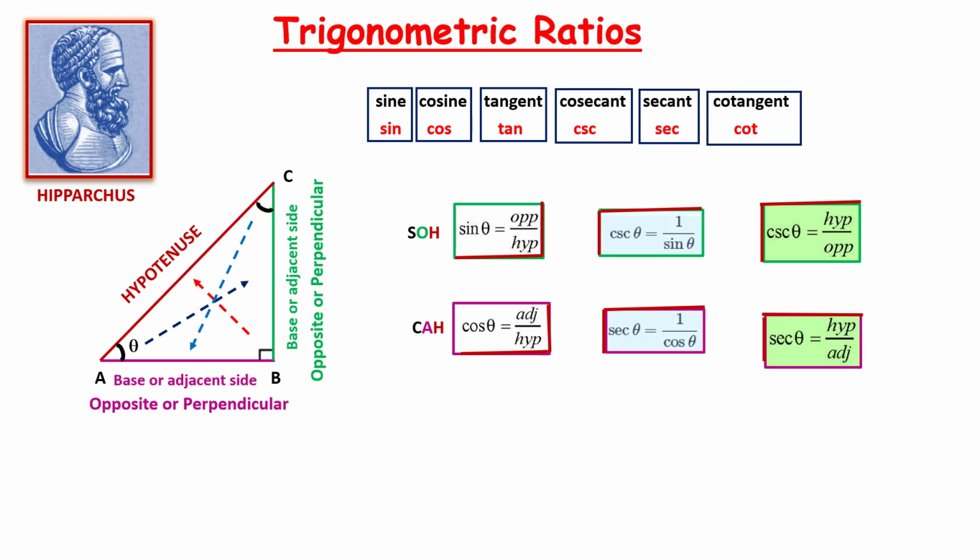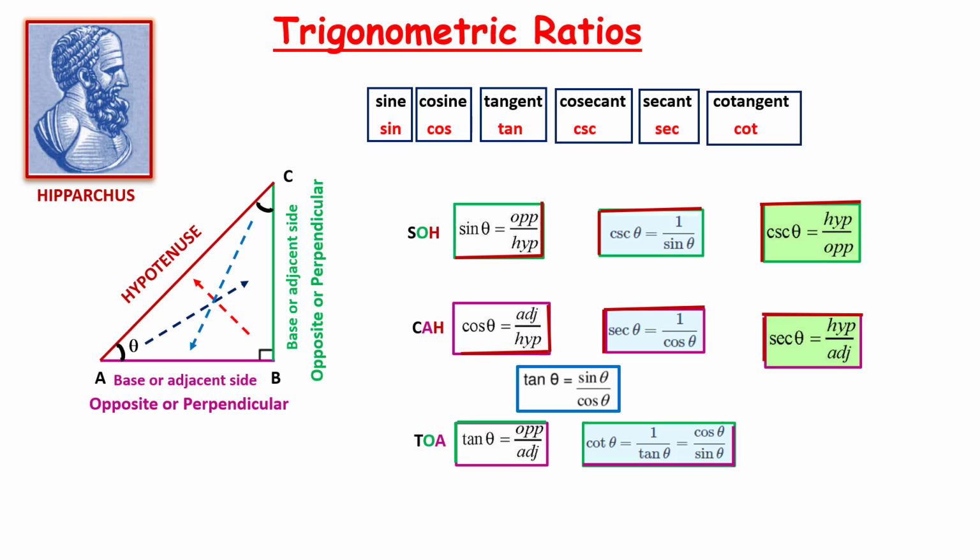Now we have tan theta, which is equal to sin theta by cos theta. That's why it is equal to the opposite side by adjacent side, and we have cot theta, which is the reciprocal of tan theta. That's why it is equal to adjacent side by opposite side.